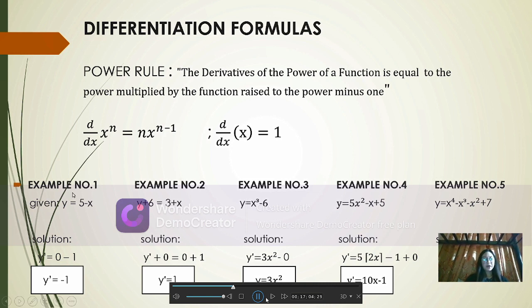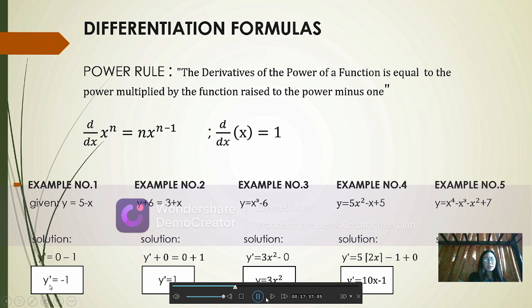Given y is equal to 5 minus x. So, solution natin dito, y prime is equal to 0. Bakit? Kasi, gagawin natin siyang 0, itong 5. So, magiging minus 1 na siya. Ibig sabihin naman ng 1 na to, itong x. So, magiging sagot naman natin ngayon ay y prime is equal to negative 1.